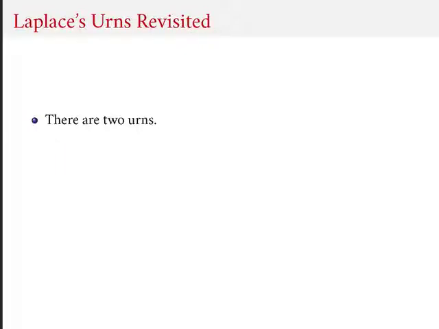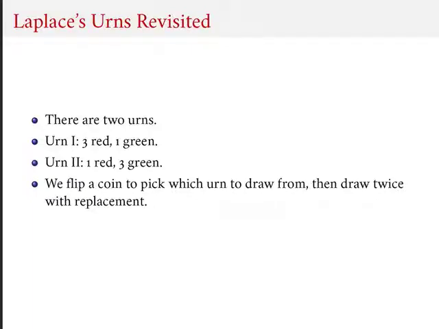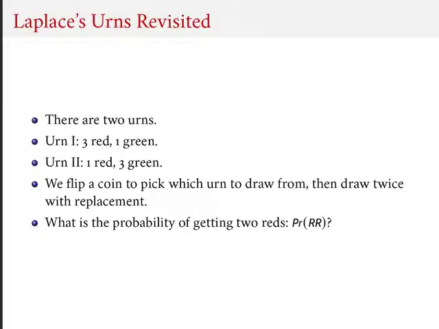So briefly, let's recall the setup from the beginning of the lecture. There are two urns in front of us. Urn 1 has 3 red marbles and 1 green marble. Urn 2 has 1 red marble and 3 green. What we're going to do is flip a coin to pick which urn to draw from, and then we'll draw twice with replacement from that urn. Now we ask, what is the probability of getting 2 reds, i.e. what is PR of RR, so red in the first draw and red in the second draw.